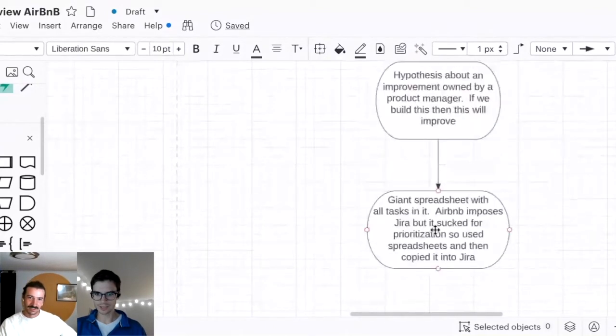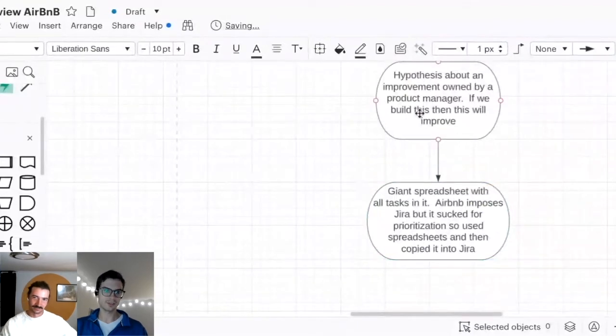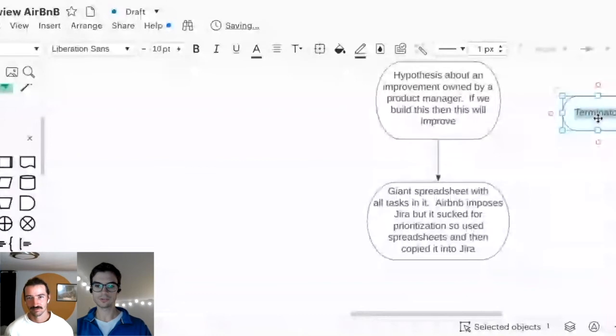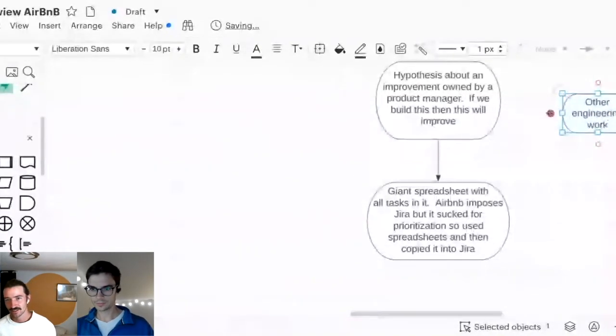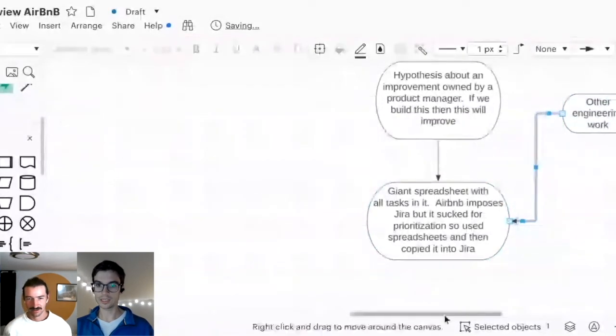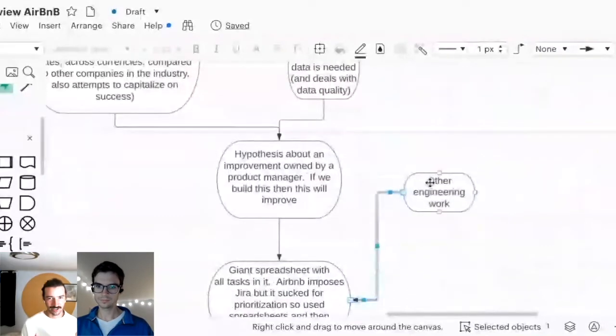All right, let's get back. This spreadsheet is also intriguing to me. So we have hypothesis, and you said also other engineering work. Yes, this is important to talk about. So this is totally separate from what we had just talked about, right? Max and I talked about this a little bit beforehand.